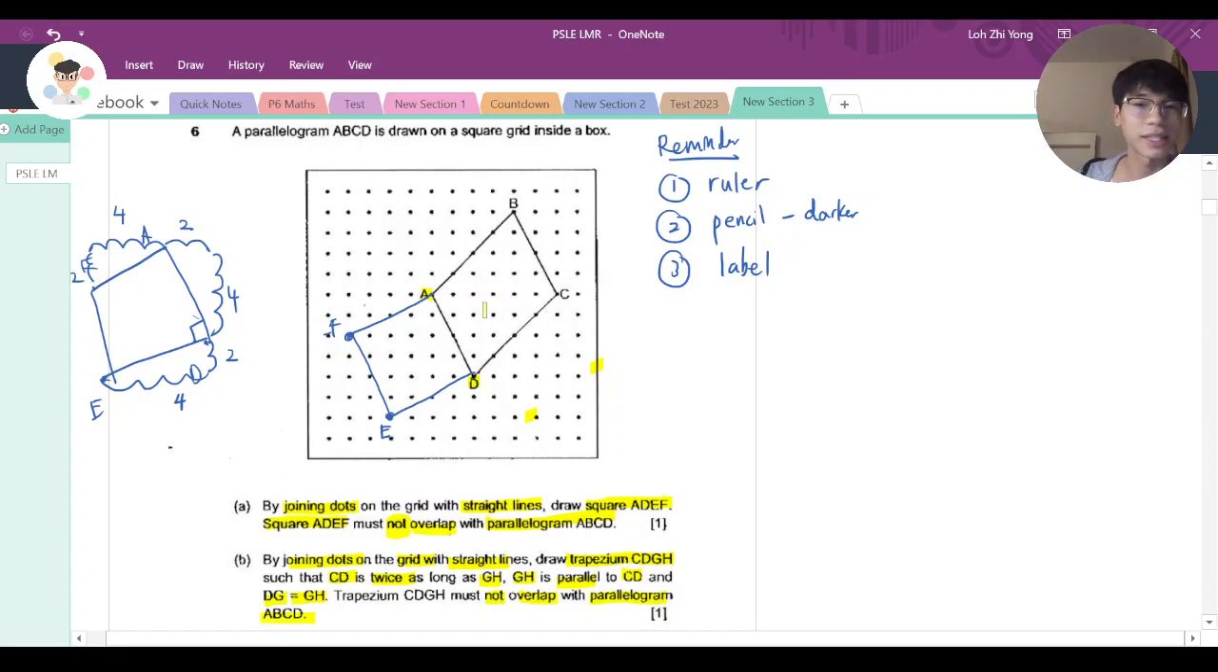And next part. Trapezium CDGH must not overlap with parallelogram ABCD. Basically, it is saying that the trapezium will not go up here. It is impossible. It will be at the lower part. Now let's look at this together.